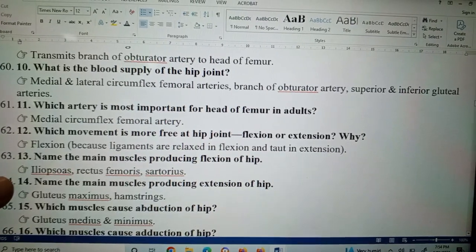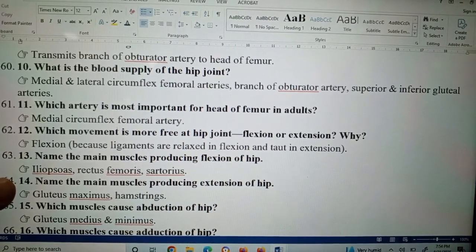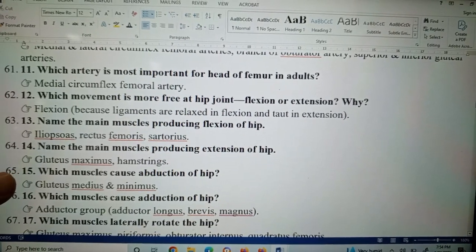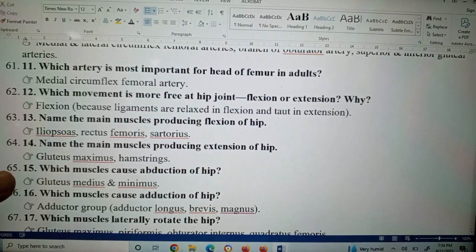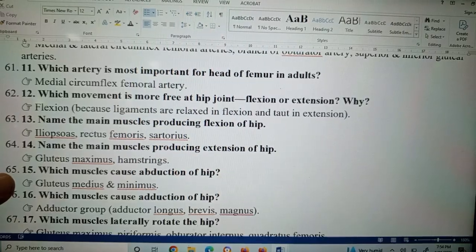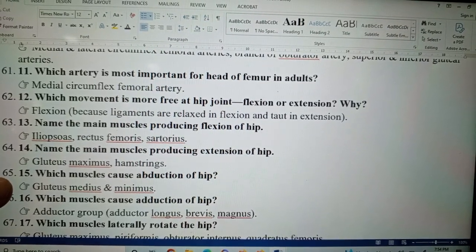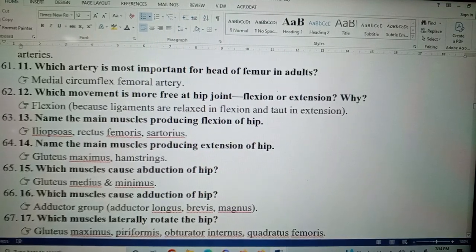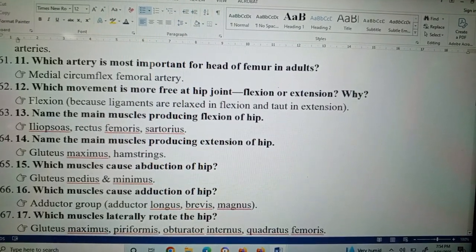Which artery is most important for the head of the femur in adults? Medial circumflex femoral artery. Which movement is more free at the hip joint, flexion or extension? Why? Flexion is free because ligaments are relaxed in flexion and taut in extension. Okay, you must know this thing: flexion is free, not extension.